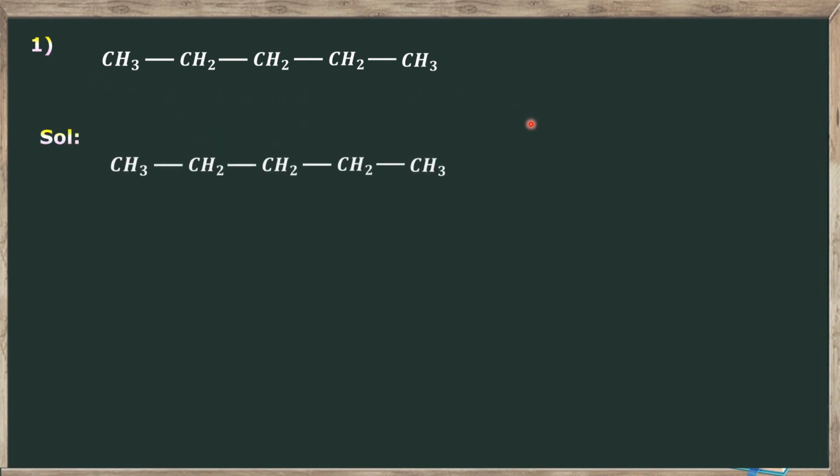Here is the problem number 1. This is an organic compound to which we have to provide the IUPAC name. Solution: it has only one carbon chain and we have to number this chain either from left to right or from right to left. So here I am numbering it from left to right.